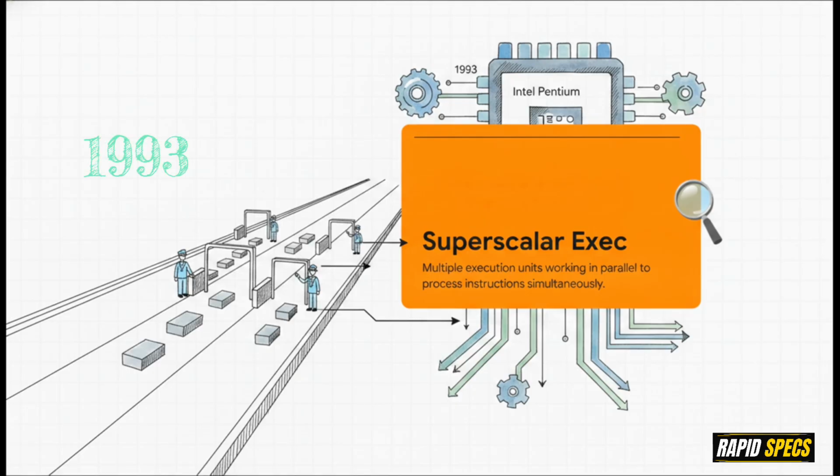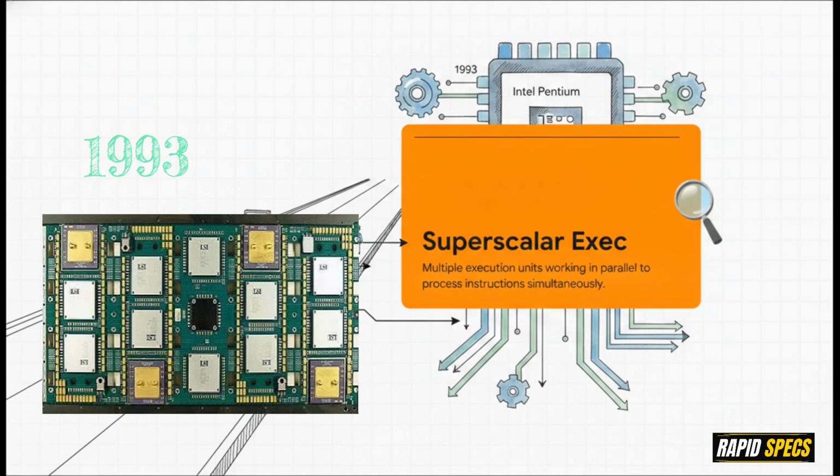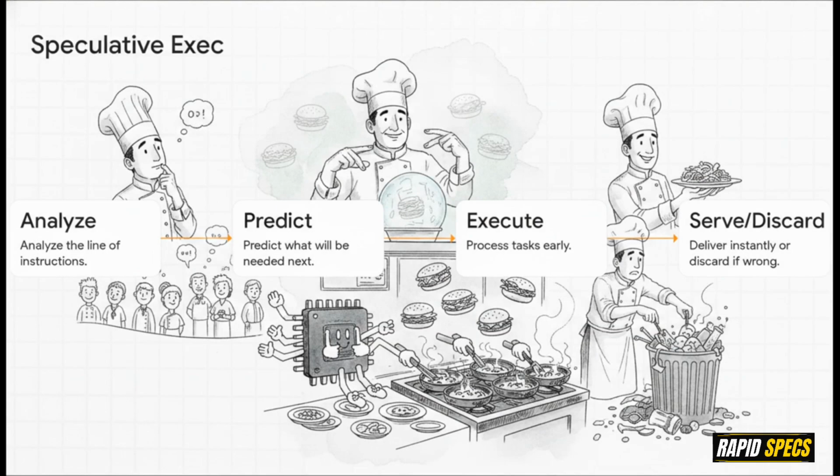In 1993, the Intel Pentium architecture introduced superscalar execution. This meant the CPU finally had multiple execution units working in parallel, allowing it to process multiple instructions at the exact same time. Then, the subsequent Pentium Pro took this a massive step further with out-of-order and speculative execution.